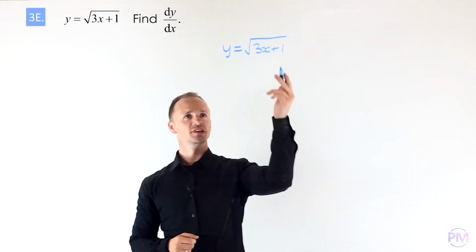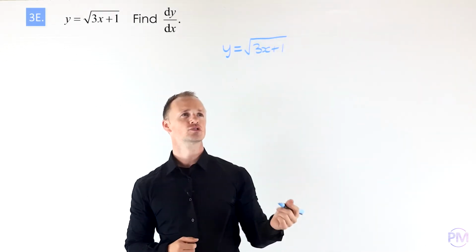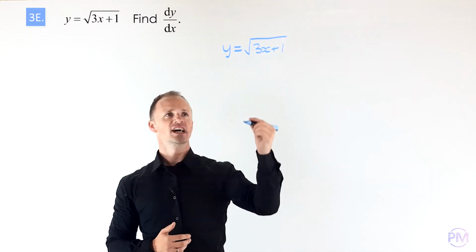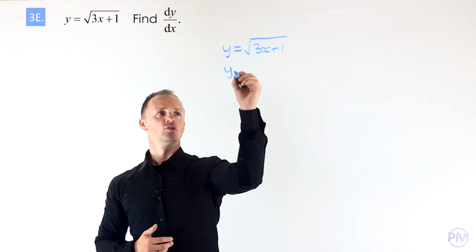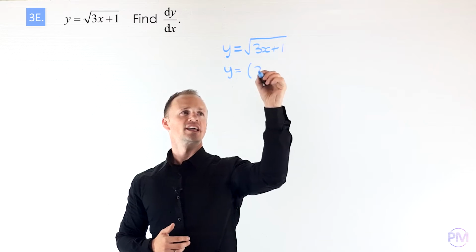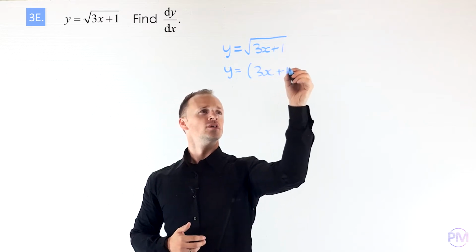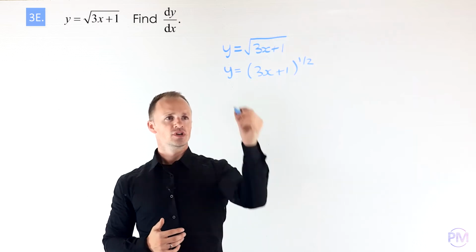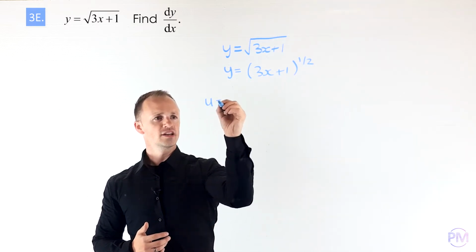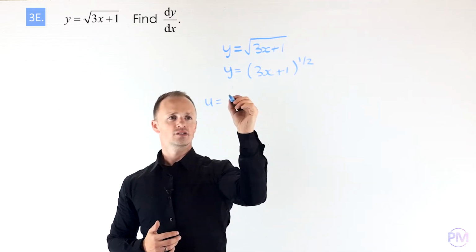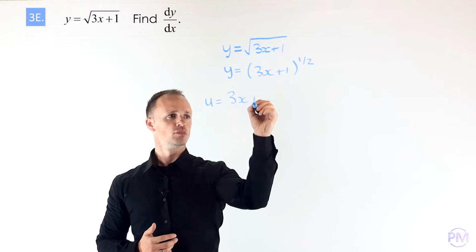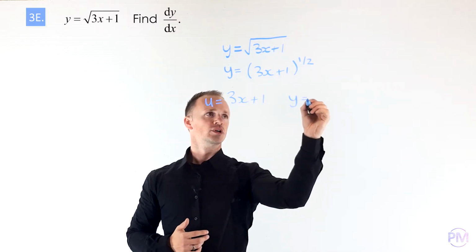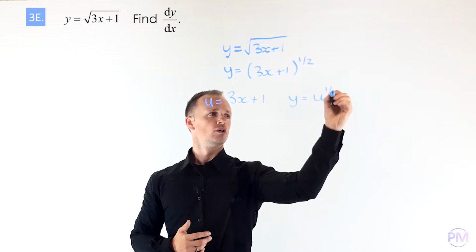Okay, in this example, we're going to use the chain rule to differentiate y equals the square root of 3x plus 1. First of all, just going to write it as a power. So we'll change it to y equals a bracket with 3x plus 1 to the power 1/2. Now we can use the chain rule. So we're going to get u equal the inner function, which will be this bracket here, so 3x plus 1. That means that y is going to equal u to the power 1/2.